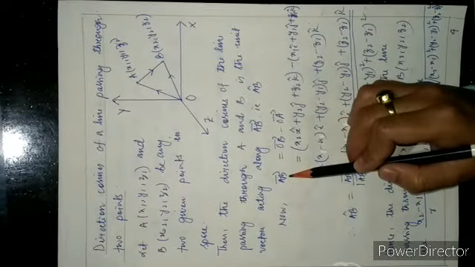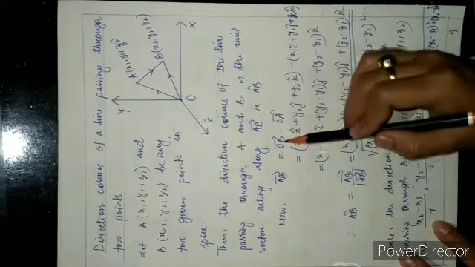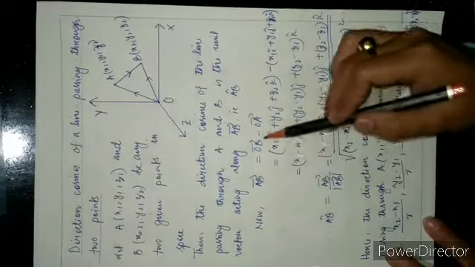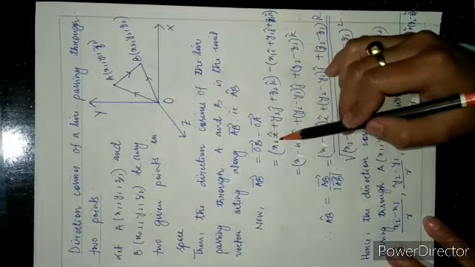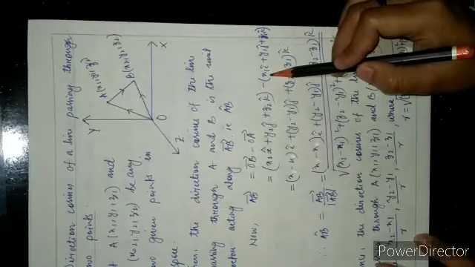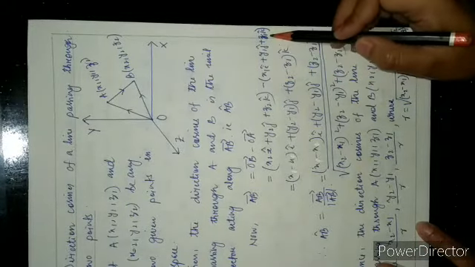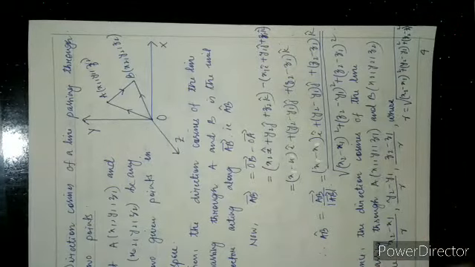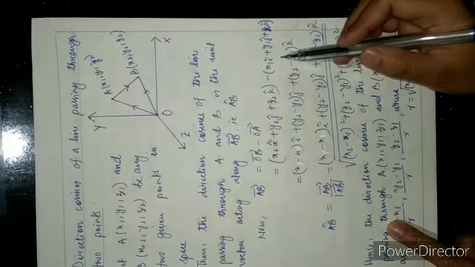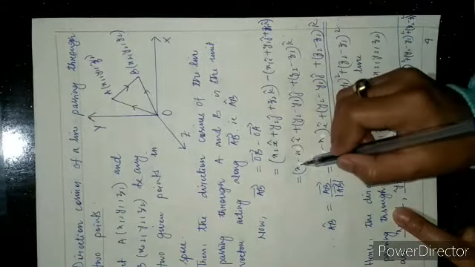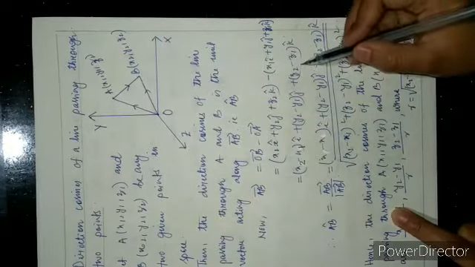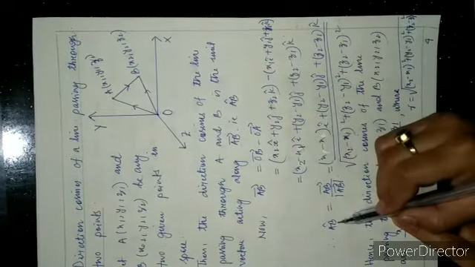Now find AB vector. AB vector is OB vector minus OA, position vector of terminal minus position vector of initial. Then write the components of OB. OB has components x2 i cap plus y2 j cap plus z2 k cap. Then write the components of OA: x1 i cap plus y1 j cap plus z1 k cap. Subtract those. Find the difference of corresponding components: x2 minus x1 i cap, y2 minus y1 j cap, and z2 minus z1 k cap. Then find AB cap.